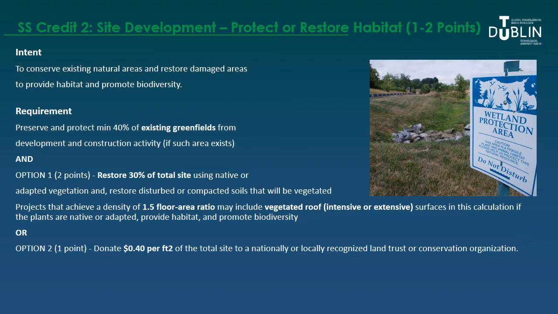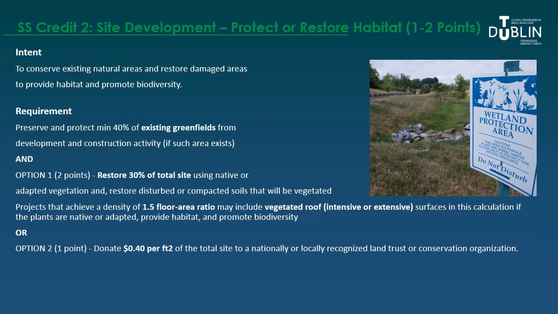And if you have a project that has a density of 1.5 floor area ratio, they can include a vegetated roof, and that can be an intensive or an extensive green roof. That roof can be included in the calculation, but to do that, the plants have to be native, and provide and promote biodiversity. The floor area ratio, again, a definition will be given in the manual, but it's similar to the plot ratio, so it's the total area of development over the area of the site.